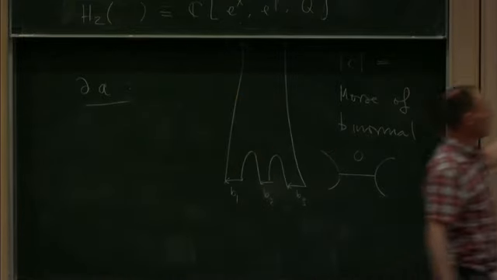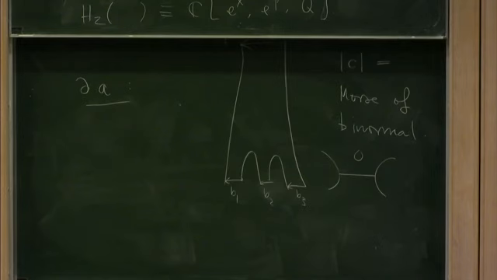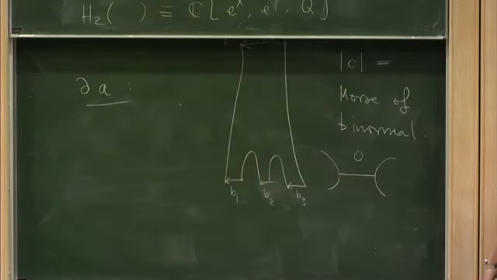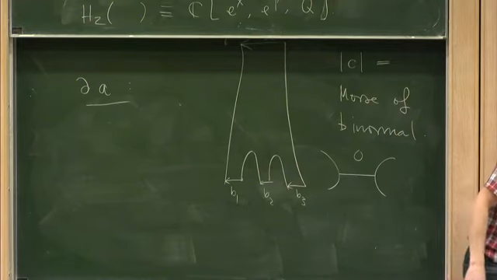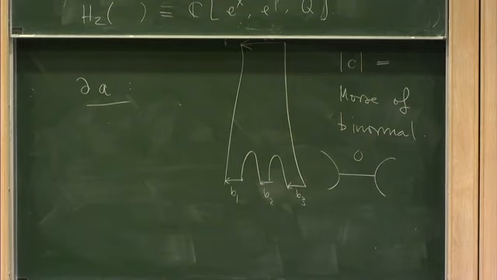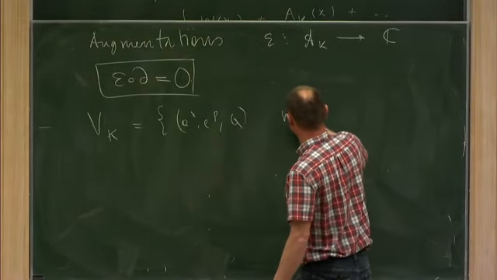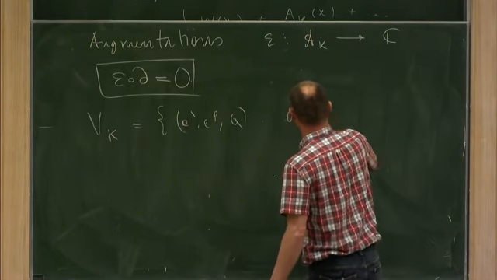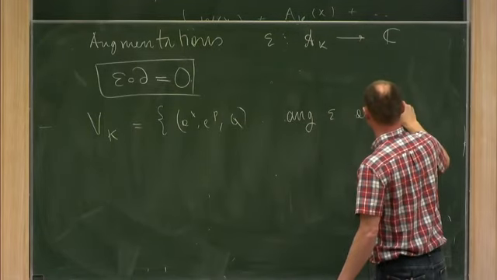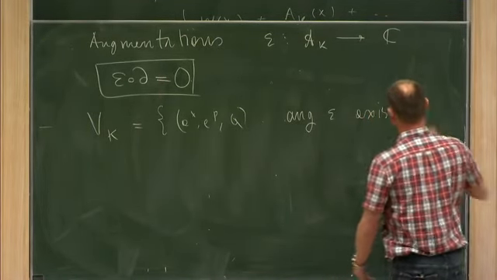But the augmentation condition is that this is a chain map, so that epsilon composed with the differential is supposed to be equal to 0. So we define the augmentation variety to be the locus of these e to the x, e to the p, q, where an augmentation epsilon exists. So let's see what it looks like algebraically.